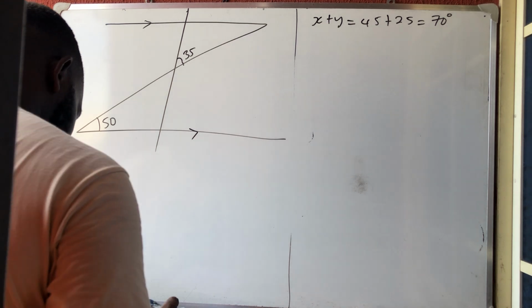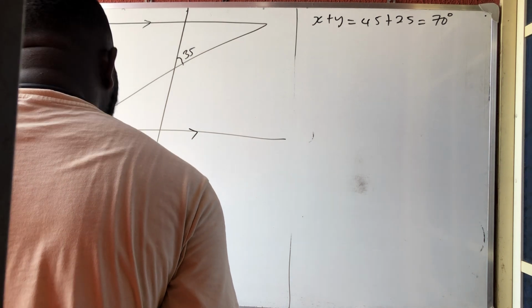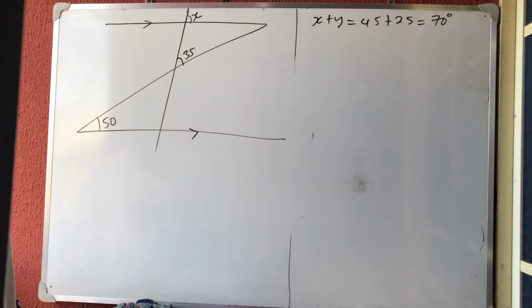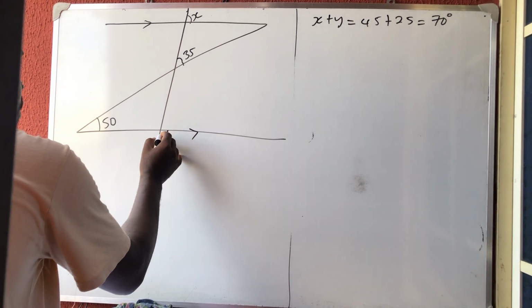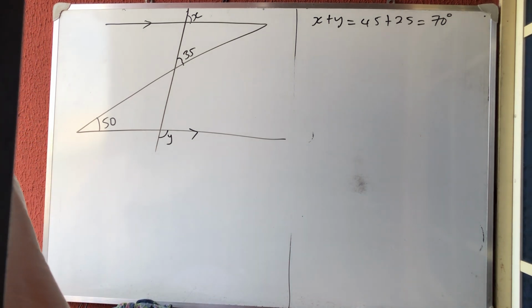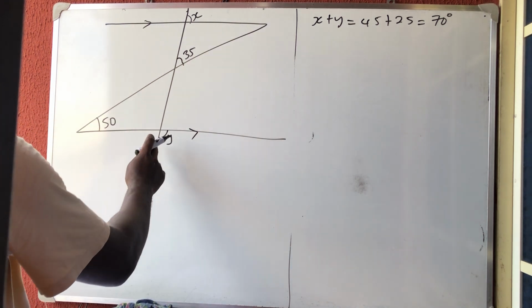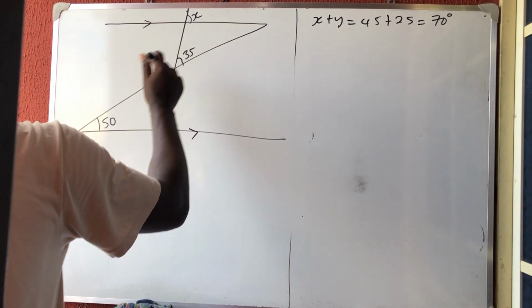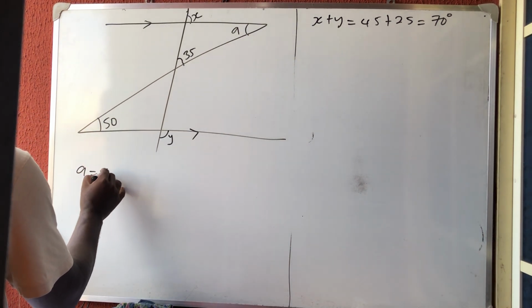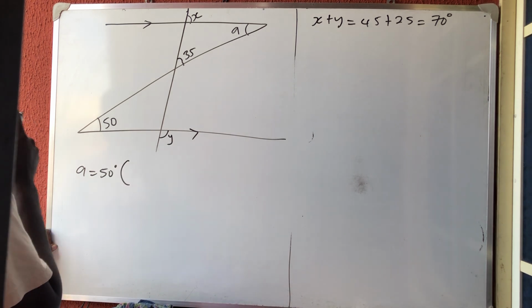They now said we should find x, they say that here is x. And they say that here is y. We should find y. Okay, as simple as that. Now it's very simple. How do you get this now? Since here is parallel to here, automatically I'm seeing the z. So if here is a now, for instance, I'll tell them that my a is equal to 50 degrees. And what is my reason?